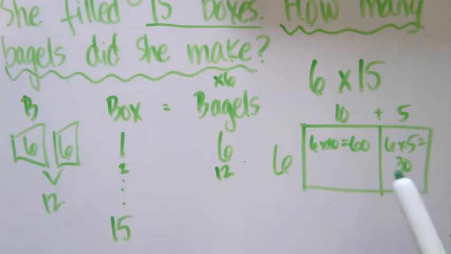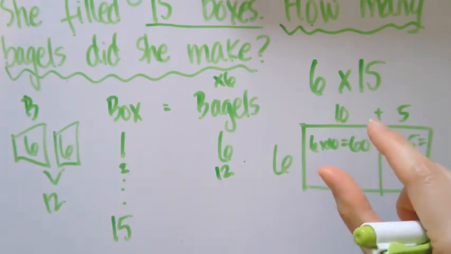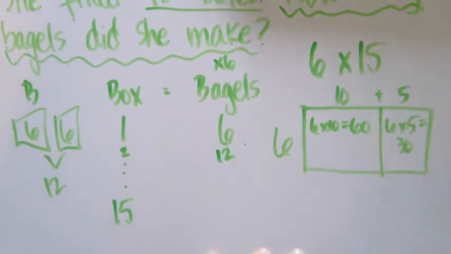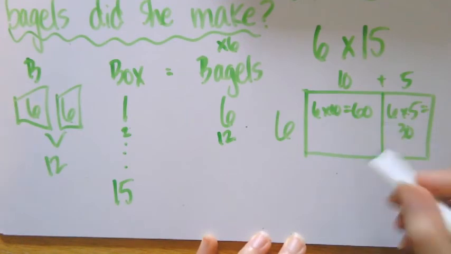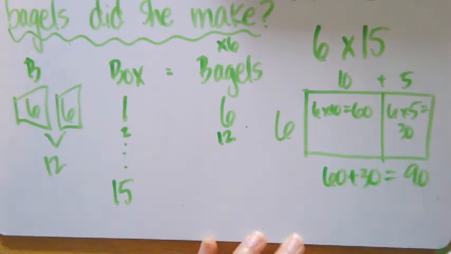Can't leave it like this. I still need to add my total. Remember that these are partial products. It's a way to make it simplified and easier to find my big total number. So I'm going to add 60 plus 30, which would give me 90.